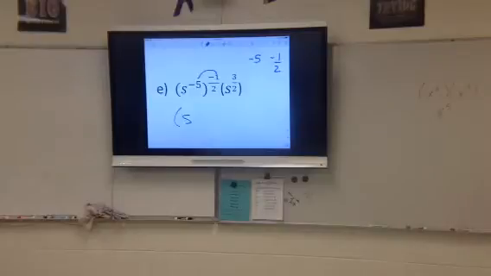Positive 2.5. Leave your fraction form. 5 over 2. 5 over 2, right? Negative times negative would be positive. 5 times 1 is 5. 2 times 1, there's always a 1 there, is 2. Okay, now I haven't done anything with that S to the 3/2 yet.